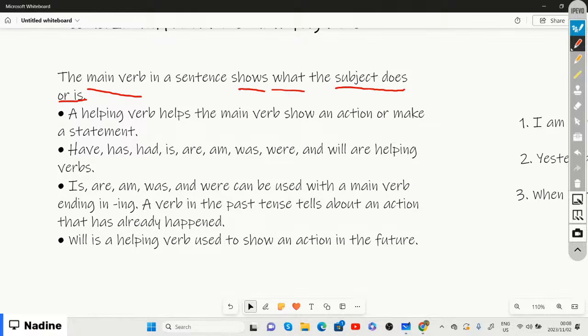And then we have a helping verb. The main verb shows us what the subject does or is, and a helping verb helps the main verb to show the action or to make a statement. The helping verb helps the main verb to show the action or to even make a statement.